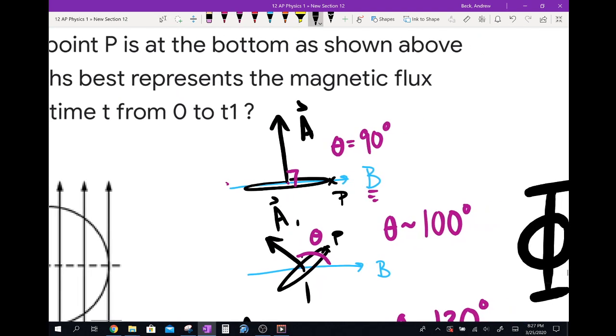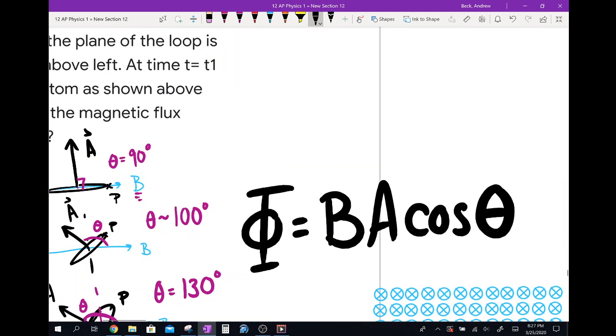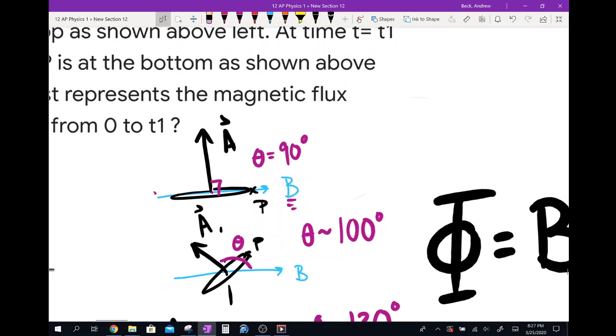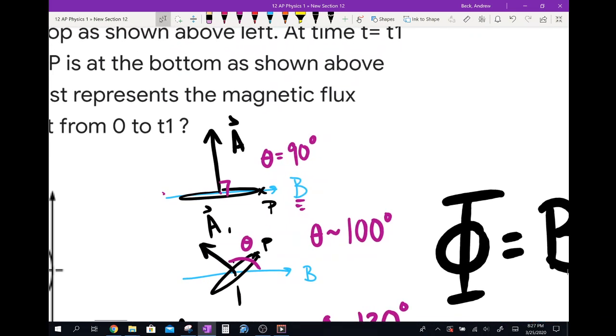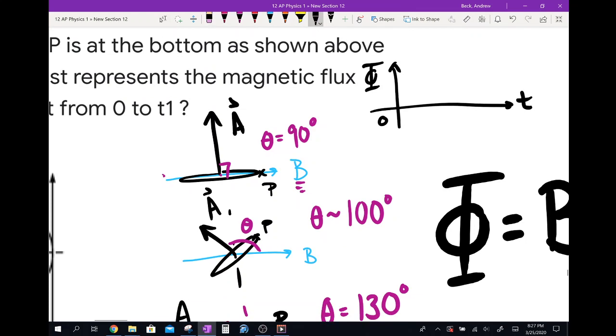And then we know that we have this equation that says our flux is equal to B times A times cosine theta. If we're thinking about this physically, our flux is just the amount of magnetic field that is going into our circle, or into our loop of wire. In this beginning case, we said we're starting with 0. Mine's going to be upside down, but that's okay. For the flux, we care about this angle between the magnetic field and the area.